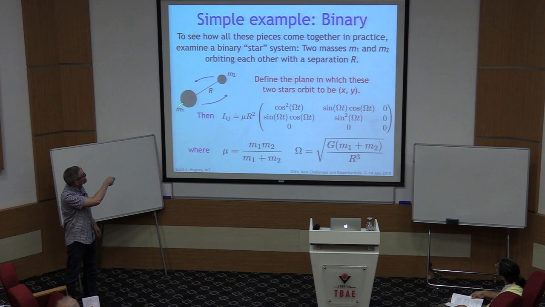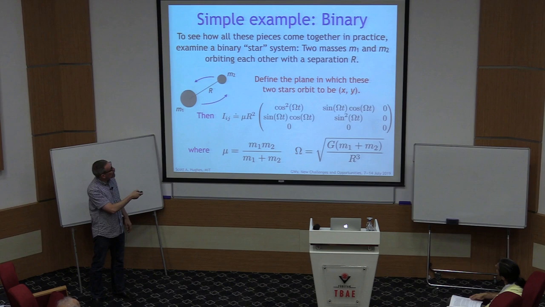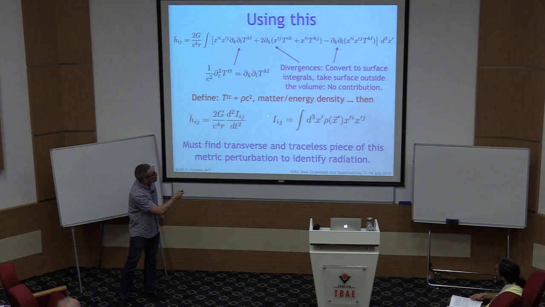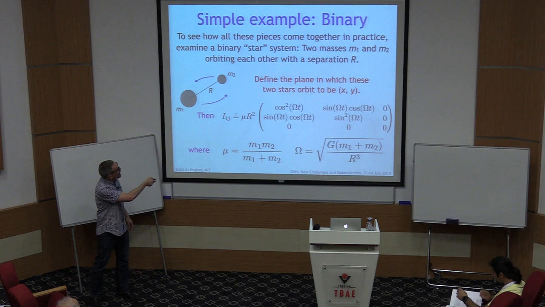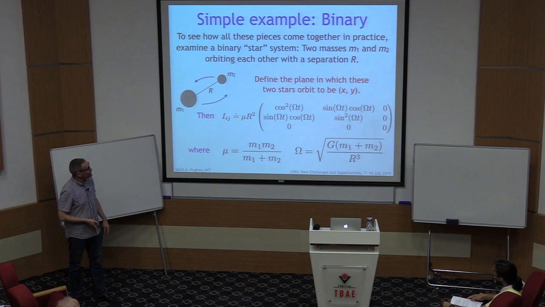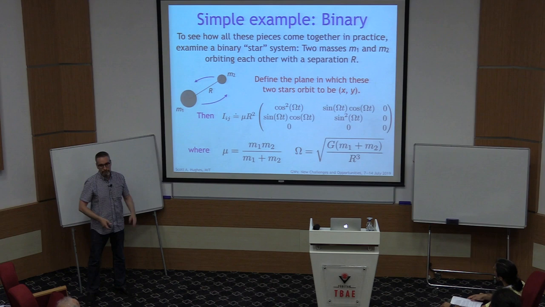Remember, part of what went into this is this formula for the quadrupole moment of the source. So let's just imagine that the stars are very small compared to their separation. Doing that, it's not terribly difficult to show, with just a little bit of algebra, applying that integral to this source, that the quadrupole moment arising from them has a form that looks like so, where I've introduced the reduced mass of the system, something I hope you are all familiar with.